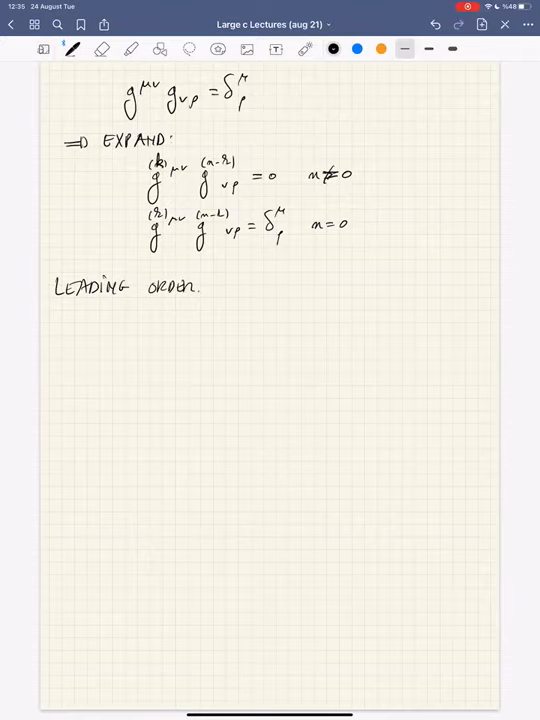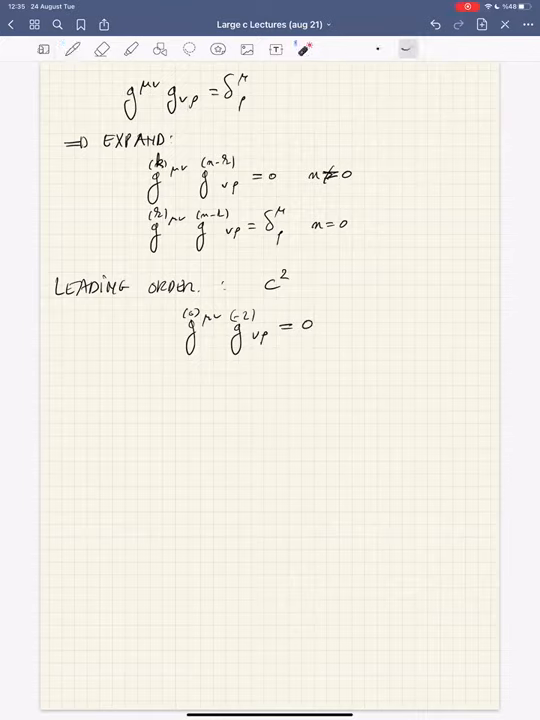Well, what is leading order? This thing starts at order 0, this thing starts at order c squared, so the whole thing is going to start at order c squared. Then the equation is quite simple. It's just going to be g_0^{μν} and then g_{-2 νρ} equals 0. But that was our starting assumption, that this g_{-2 νρ} was just τ_ν τ_ρ. So this becomes equivalent to g_0^{μν} τ_ν equals 0.